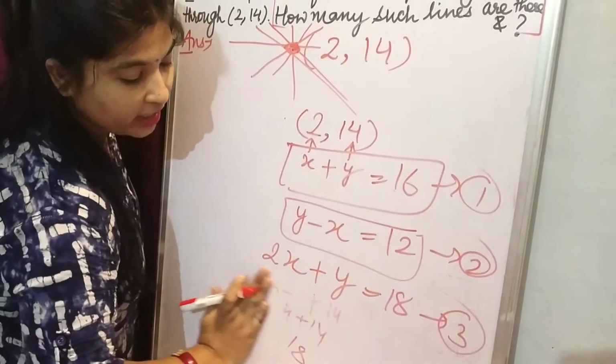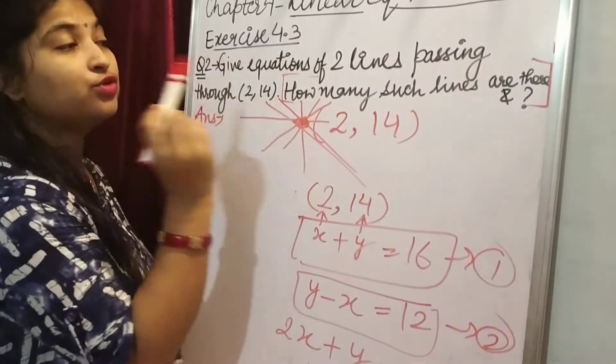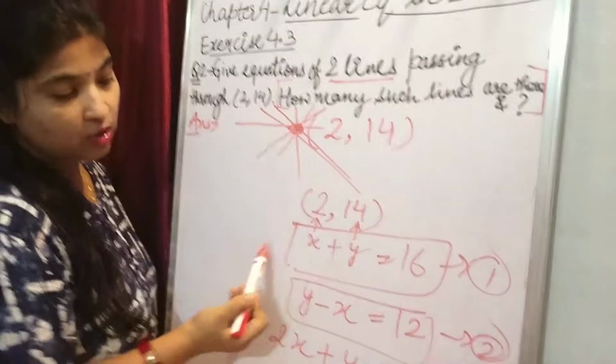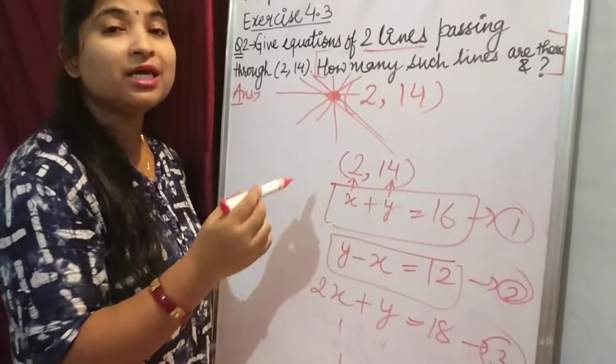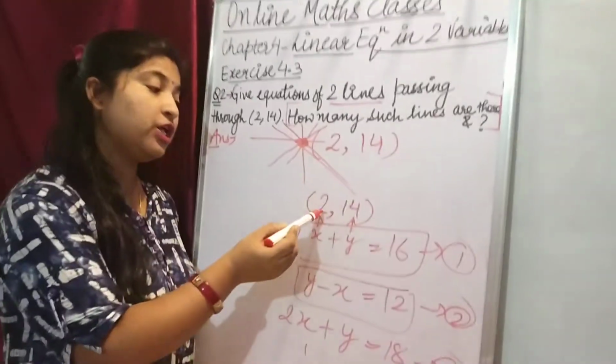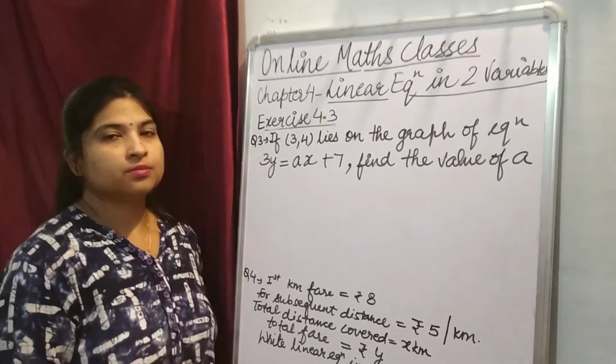So in this way you can make so many equations over here. But how many equations do I have to give? I have to give only 2 examples. Out of these 3 you can take any 2. I think you have understood how we can make an equation from a point. We have to take values from the value of the point itself.